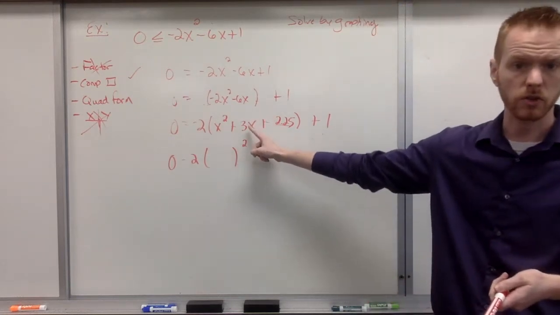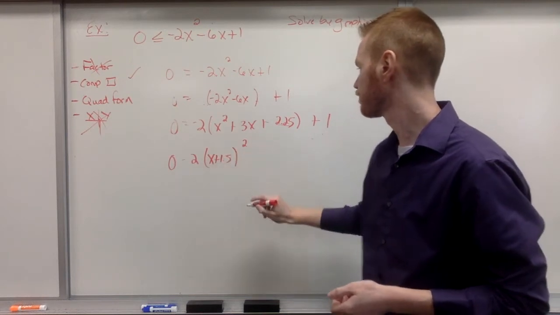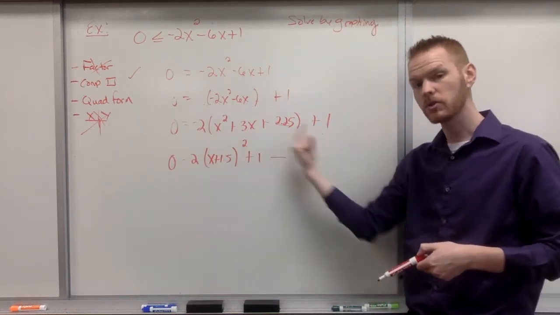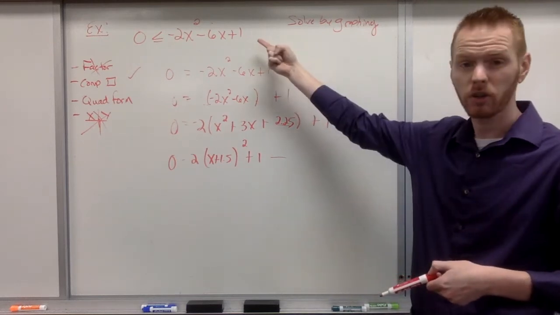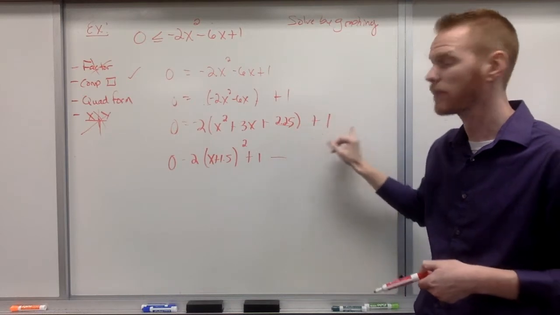Remember, the factors are just half your b value. That becomes x plus 1.5. Now, I have an issue. Because I added something to this equation, I'm no longer the original quadratic no more. It's gone. So to balance it out, I have to subtract.